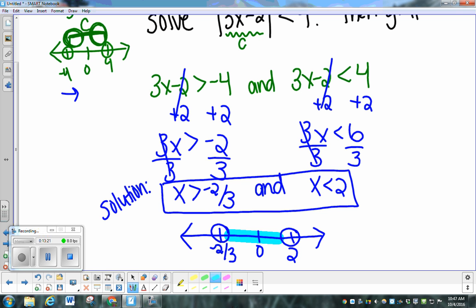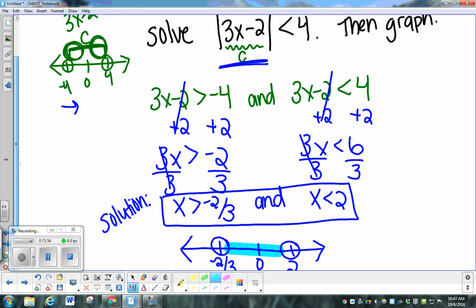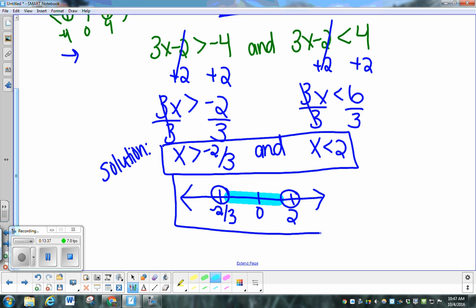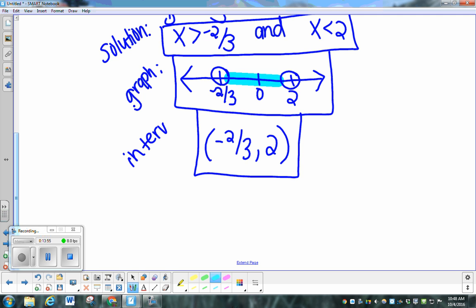So if you wanted to, you had to graph it. So that's how we would graph that one. That's what x has to be to make sure that the distance from 3x minus 2, what was our original quantity right here, to 0 is less than 4. So there's our graph. And then if we wanted to write this in interval notation, we would say x must be from negative 2/3 up to 2 with parentheses on each. So there's 3 ways of representing that answer.